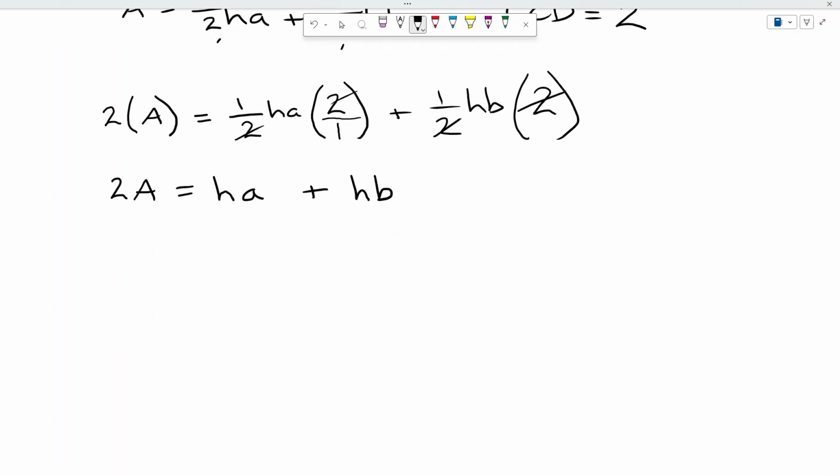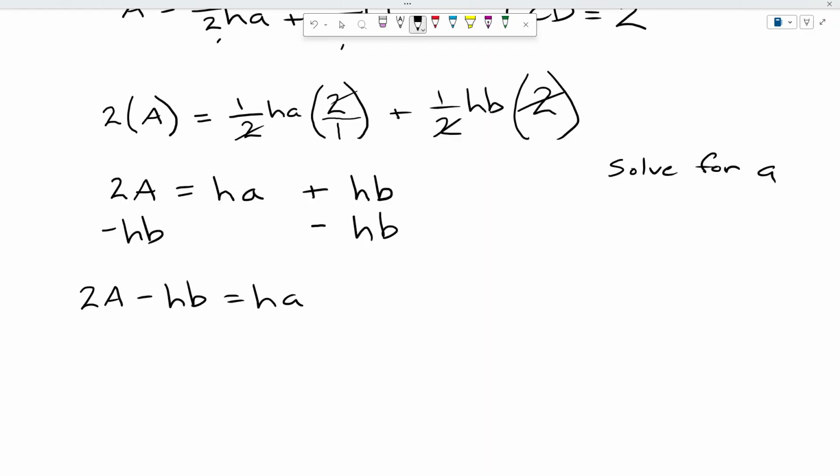And then here, again, we want to solve for A. So let's work on isolating that, just like we would have normally done. Just because it's letters instead of numbers, don't let it throw you off. We're literally just subtracting HB from both sides. So now we have 2A minus HB equals HA.